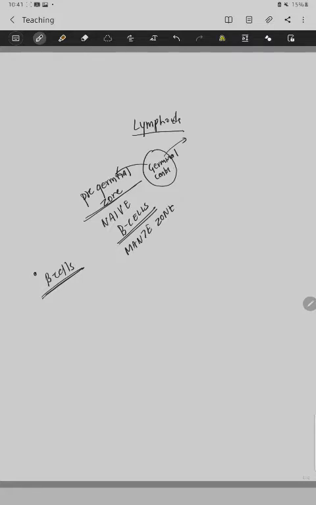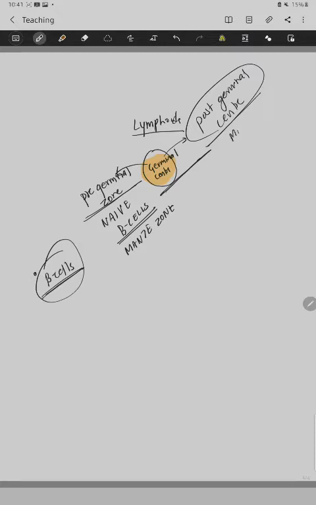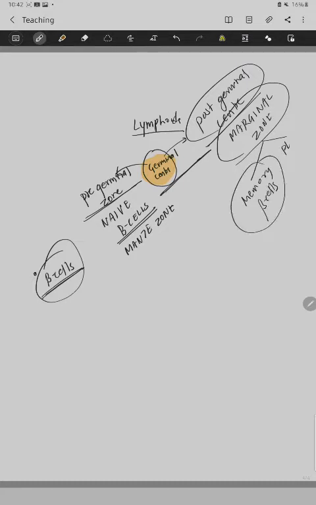Now, these B cells, after leaving the pre-germinal zone, go into the lymph node in a place called the germinal center. In the germinal center, the B cells reside and wait for the antigenic stimulation by an antigen presenting cell. Whenever the antigen presenting cell stimulates these B cells inside the germinal center, these B cells migrate into something called the post-germinal center. The post-germinal center is also called the marginal zone. In the marginal zone, these B cells differentiate into memory B cells and plasma cells.